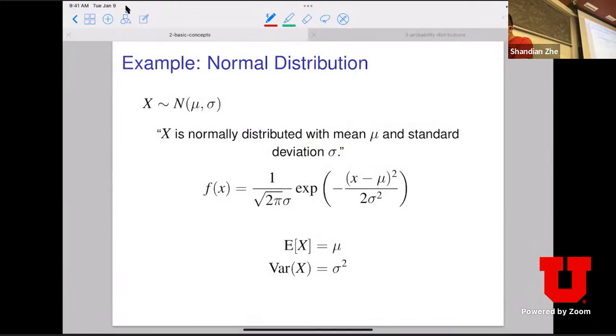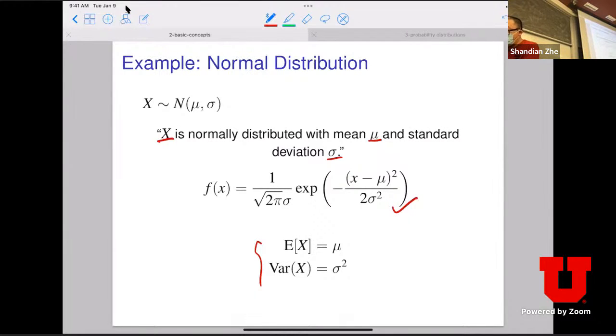And a very commonly used distribution is called the normal distribution. The normal distribution is determined exactly by the mean and the variance, or standard deviation. Okay. So we say X is normally distributed with mean mu and standard deviation sigma. That means its density has this exponential form, right? I'm not going to read through this form. I believe everyone has heard of it and is quite familiar with it.